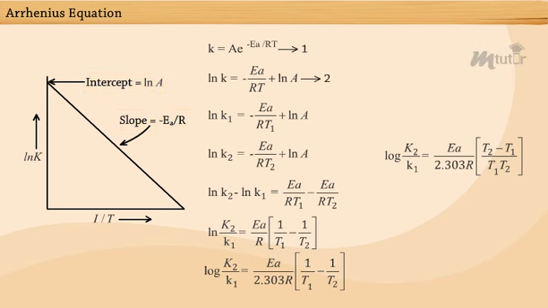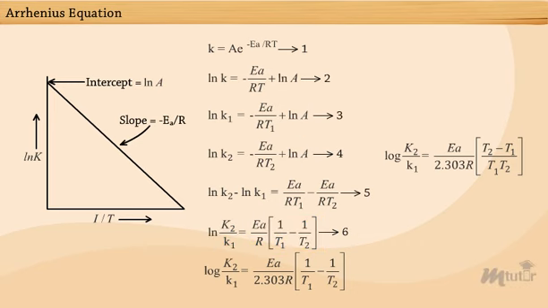At temperature T1, the second equation becomes ln k1 = -Ea/RT1 + ln A. At temperature T2, the second equation becomes ln k2 = -Ea/RT2 + ln A. Subtracting equation 3 from 4, we get ln k2 - ln k1 = Ea/RT1 - Ea/RT2, which can be written as ln(k2/k1) = Ea/R × (1/T1 - 1/T2).